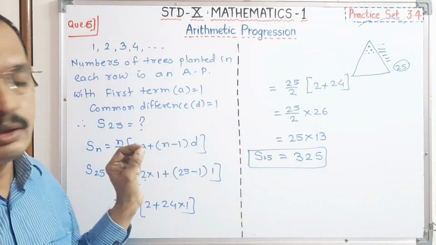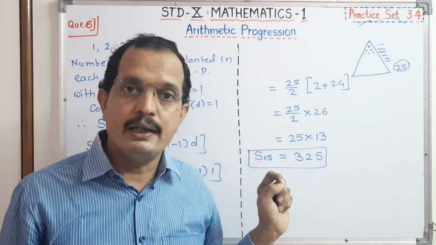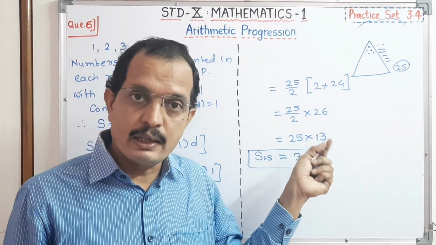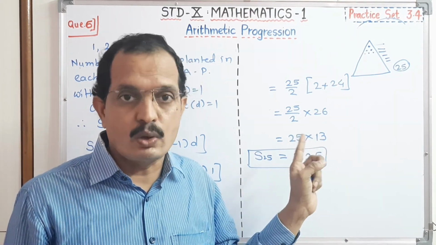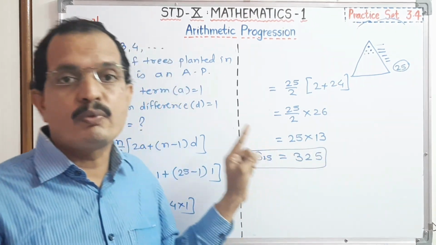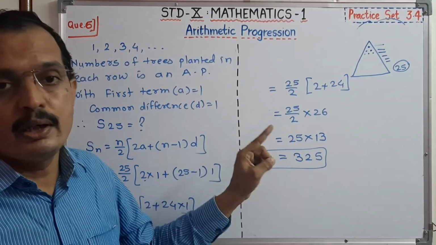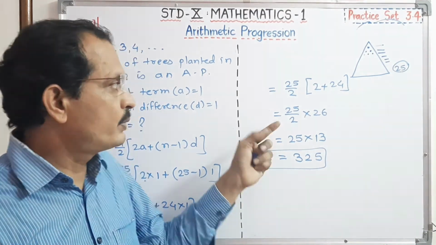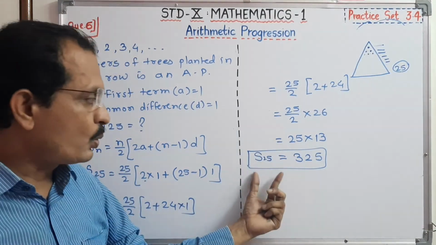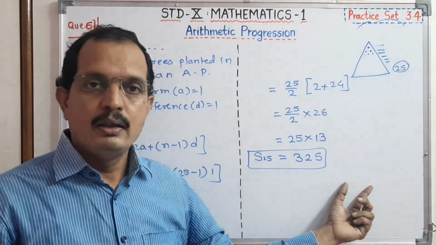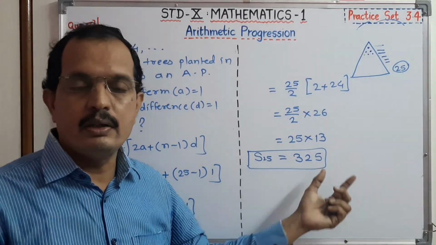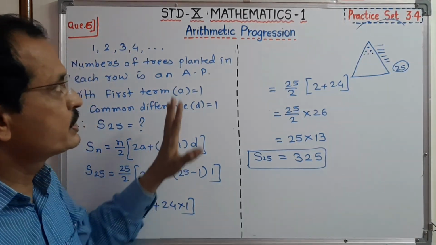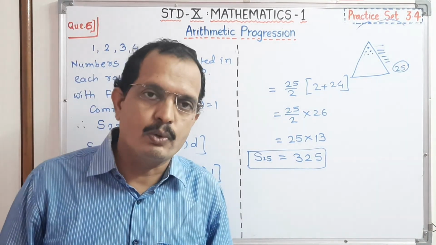We have to find out the total number of trees planted in 25 rows. Number of trees planted in the 25th row is not asked. If it is like that, then we have to find out Tn. But here we have to find out the total number of trees planted in 25 rows. Therefore it is S25. Therefore total number of trees planted is 325. Dear student, here we completed application part of this chapter, arithmetic progression.